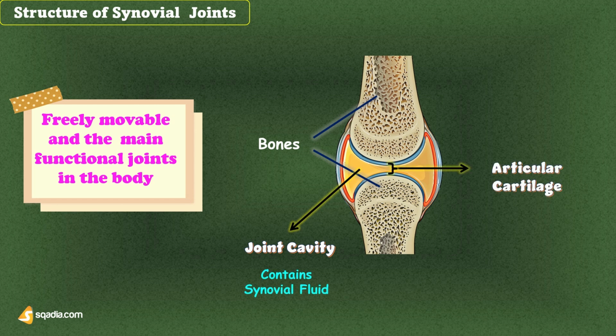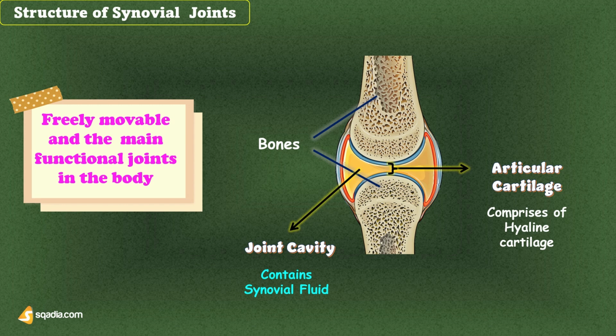The joint cavity contains synovial fluid secreted by the synovial membrane, synovium, which lines the articular capsule. The cavity is surrounded by the articular cartilage or capsule, which is a fibrous connective tissue that is attached to each participating bone just beyond its articulating surface.